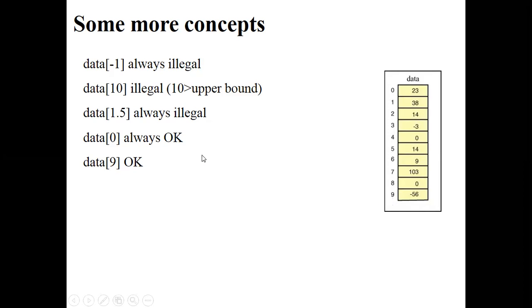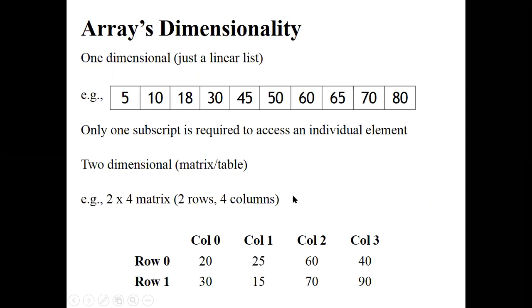And we also cannot use 1.5 or 2.5, as we don't have 1.5; we have 1, 2, 3, 4, 5. So data[0] is always okay because we have index number 0. Similarly, data[9] is also okay because we have the last upper limit as 9. Array dimensionality: one-dimensional array and two-dimensional array we already discussed in our last lectures.